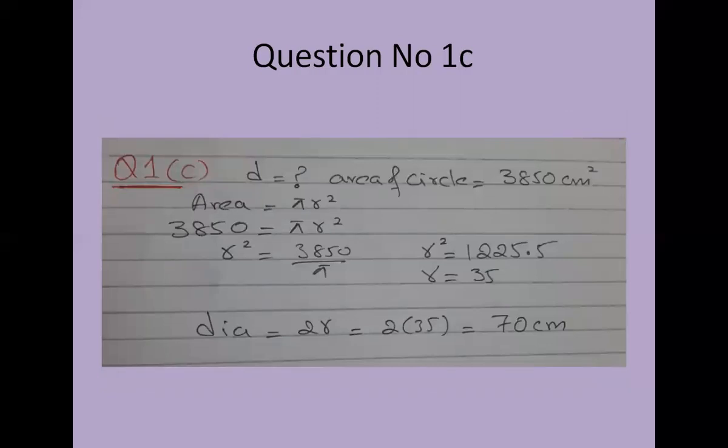Question number 1, and its C part. Diameter is the question. The area of the circle is 3850 centimeters square. We know that the area of the circle is pi r square. Area is 3850 equals pi r square. So make r square alone. So 3850 divided by pi. So in your calculator, when you enter this value, 3850 divided by pi equals, you get 1225.5. Square root answer equals, you get 35. So the radius is 35 centimeter. The diameter is 2 times r. So 2 multiplied by 35, and that will give you 70 centimeter.